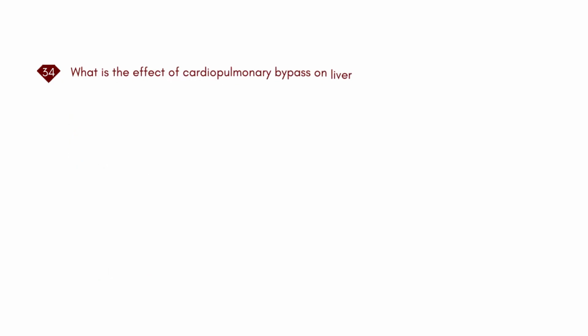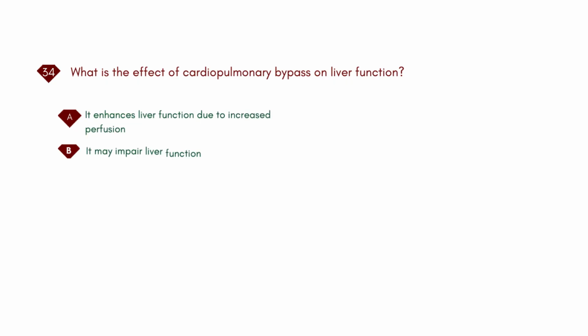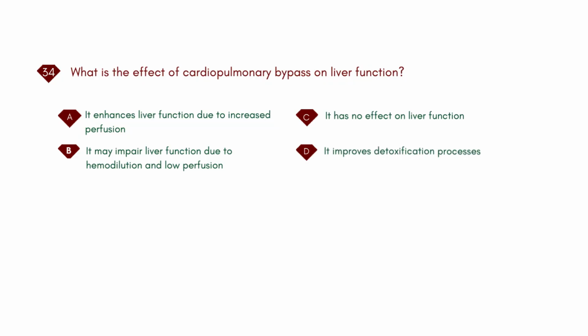What is the effect of cardiopulmonary bypass on liver function? A. It enhances liver function due to increased perfusion. B. It may impair liver function due to hemodilution and low perfusion. C. It has no effect on liver function. D. It improves detoxification processes. Answer: B. It may impair liver function due to hemodilution and low perfusion.